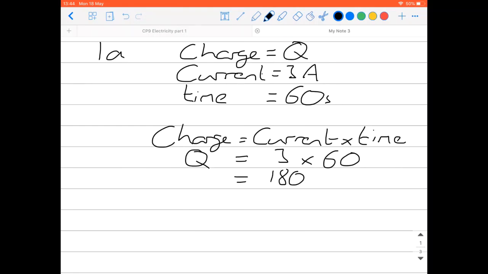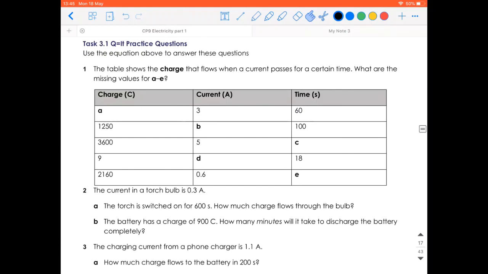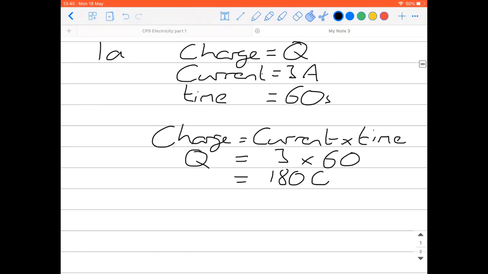And the last thing I'm going to do is I'm going to put the units on. Q is measured in coulombs. Charge is measured in coulombs. So there we go. My answer is 180 coulombs. That one's fairly easy. Now, if I look at the second one in the table, slightly more difficult. I'm going to have to change the subject of the equation. So that's going to be slightly harder, but we can do that.